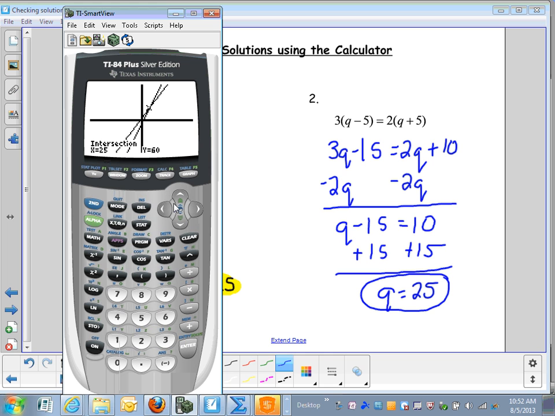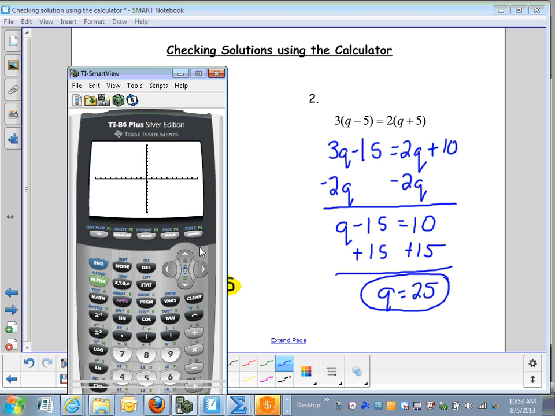Now if I want to reset my calculator to the standard screen so the next time I have a good screen ready to go, I'm going to hit zoom, number 6, enter. Okay? And I can go into y equals and clear. Okay, now I'm getting this, I've overloaded it, so I have to turn it off. And then I can go into y equals and hit clear. I can hit clear. And I can hit zoom, and there, we're ready to go. So that's how you check solutions using the calculator.